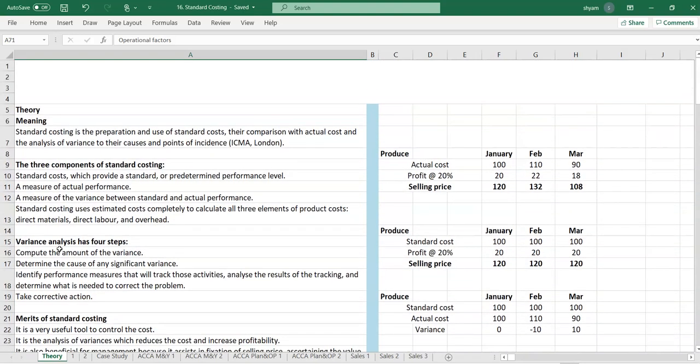Hope you have understood the theory of standard costing. So we'll start with the problems.